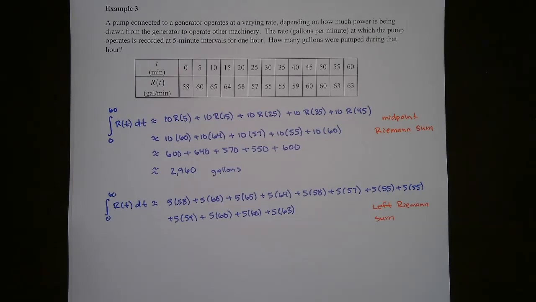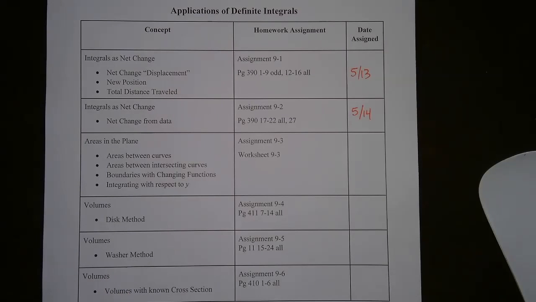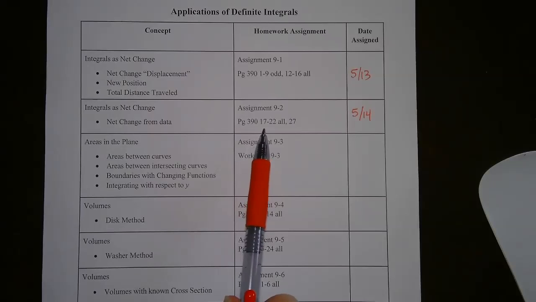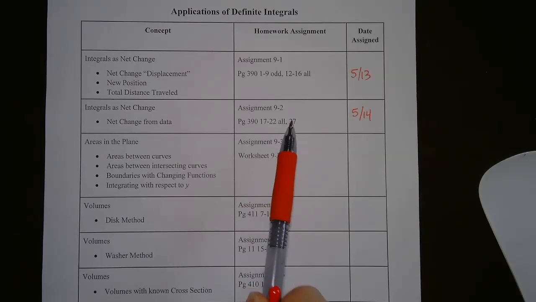All right, guys, that's it. Let me go to the assignment sheet and I'll tell you what to do for homework. Today we did integrals as net change, and from data and graphs. I want you to do assignment 9-2, which is page 390, and I want you to do 17 through 22 all, and then also number 27.